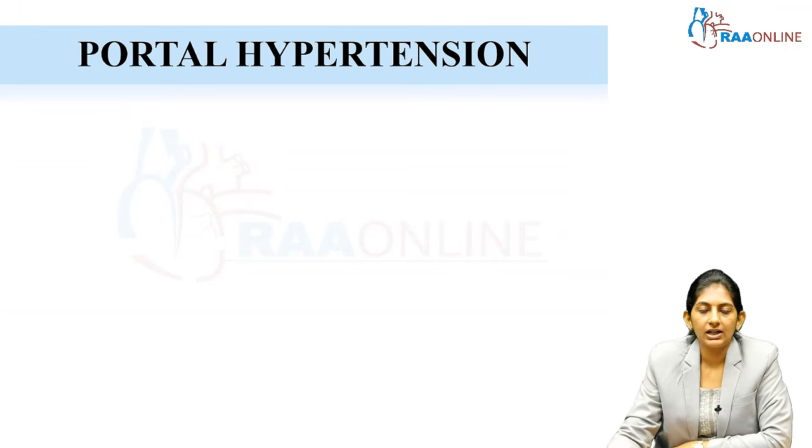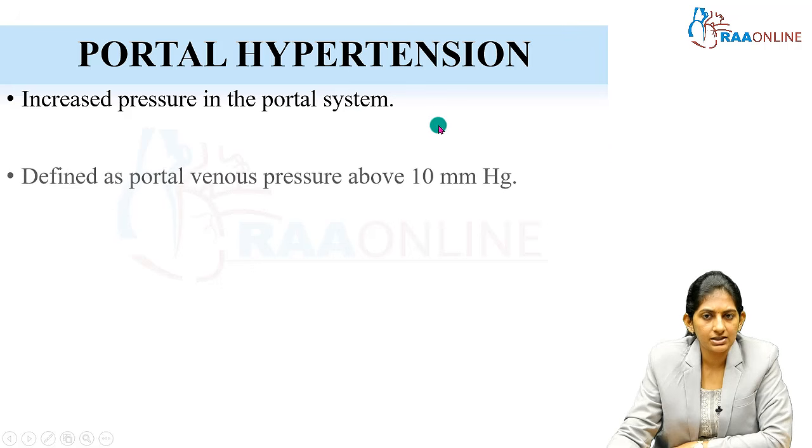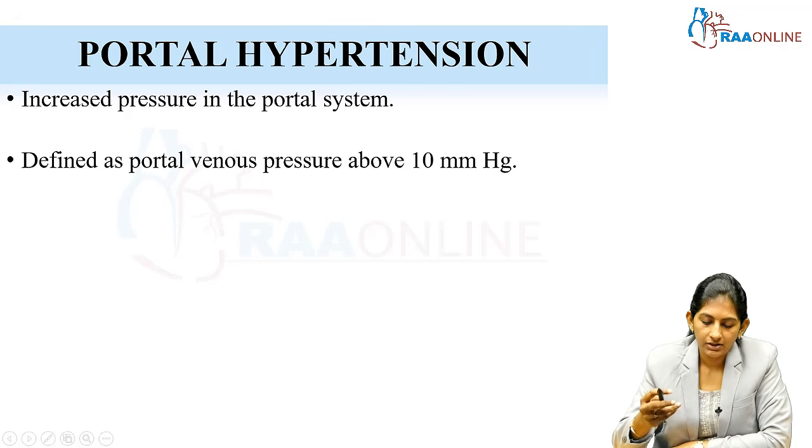So, portal hypertension. First coming to the definition. Increased pressure in the portal system is portal hypertension. How much increase? Portal pressure above 10 mm. Some guidelines say it is 12. So, we will keep it as 10 to 12 mm of mercury.